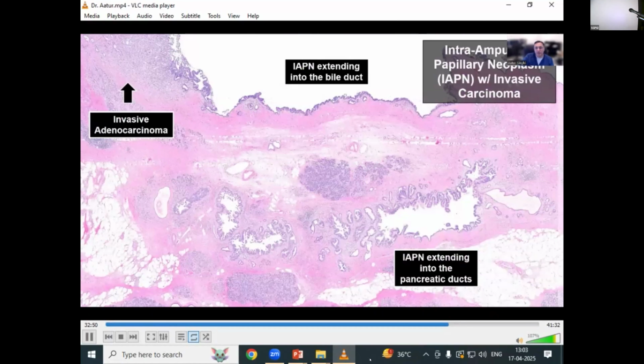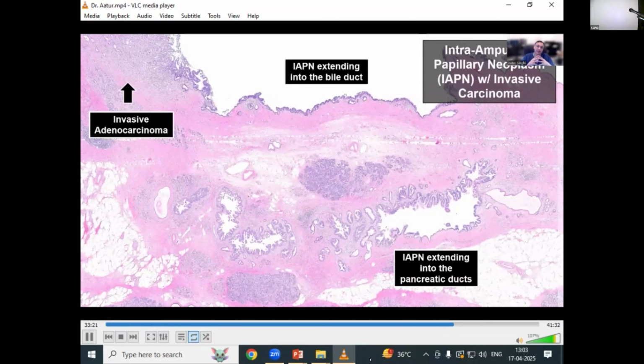The real problem with these neoplasms is also their ability to grow into the ductal system. They can colonize the bile duct above or the pancreatic ductal system below. In this photomicrograph, the invasive component is limited to the superficial pancreatic parenchyma on the left, but the precursor neoplasms are literally traveling down both ductal systems, extending downward significantly more than the invasive component. Now, again, staging these neoplasms is strictly based on the invasive component.